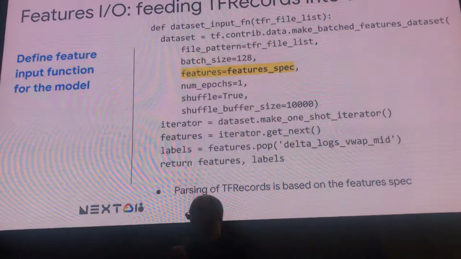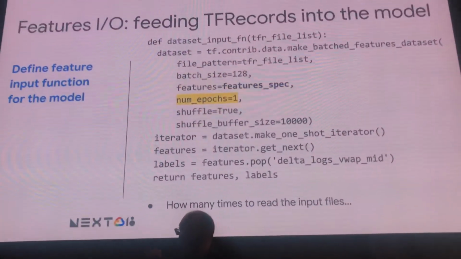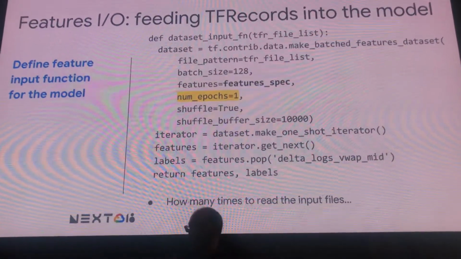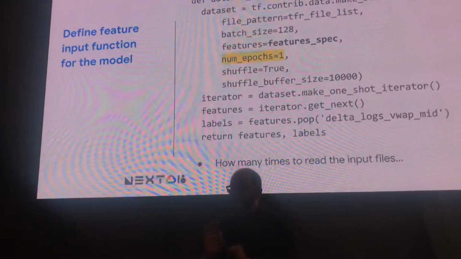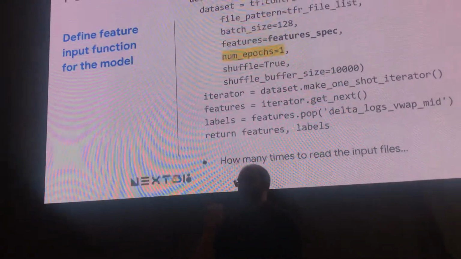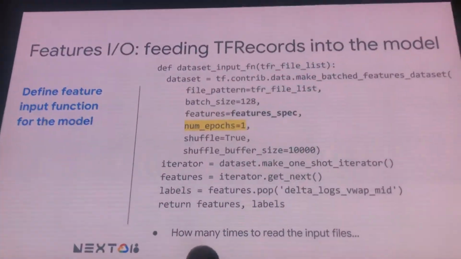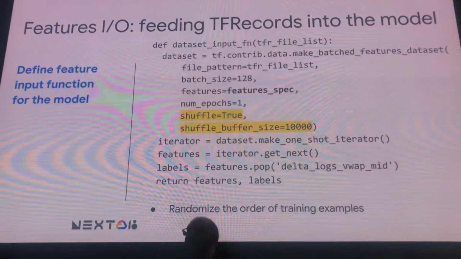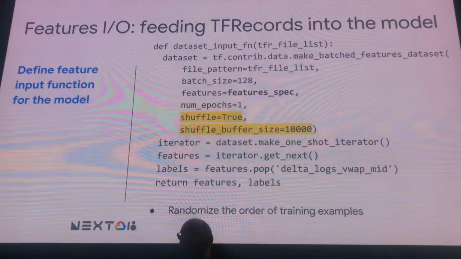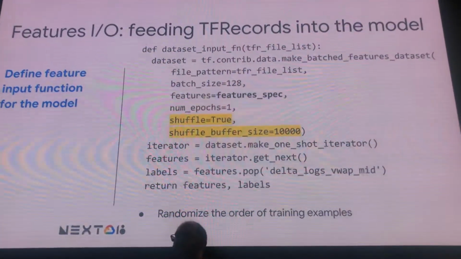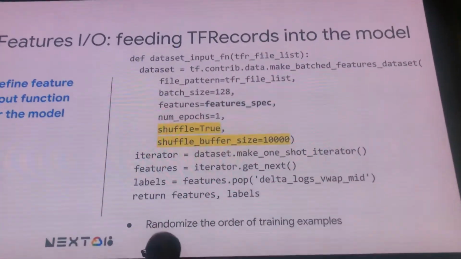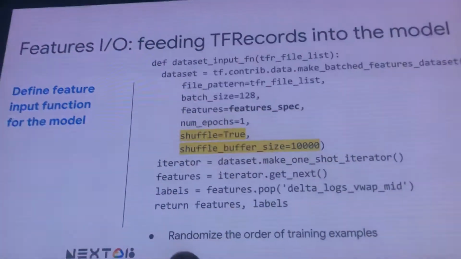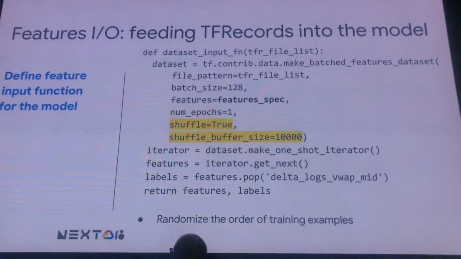Now, the feature spec is what we constructed earlier. Number of epochs is set to 1. This simply means that we're reading the data set just once. You can read it several times if you wish. Shuffle is set to true. What this does is it randomizes the order in which it puts training examples that it reads from the file into batches. It makes the model more robust.